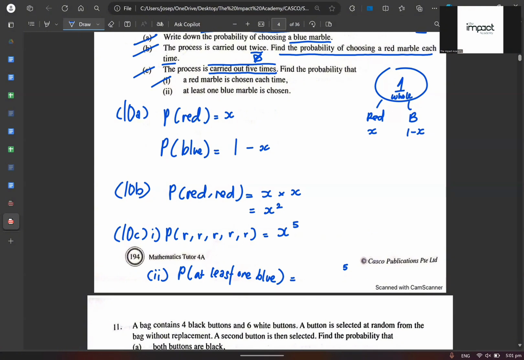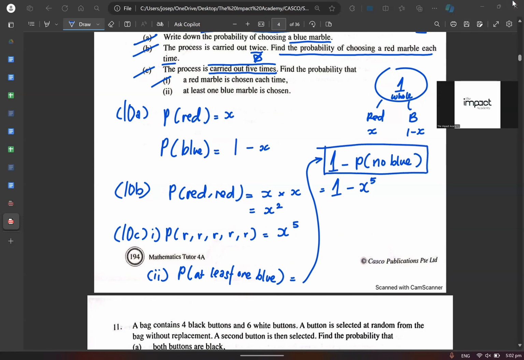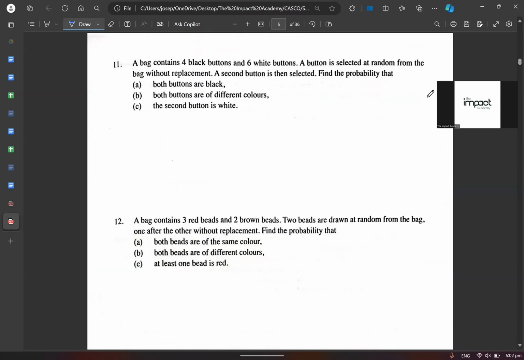Correct. So in that situation, maybe I want to write this down out for you. It means you are going to do 1 minus the probability of no blue at all. You understand what I'm saying? X to the power of 5 is all red. Am I making sense? You see, it's so important to write this statement out. The moment I write this statement out, you could understand why I did 1 minus X to the power of 5. No blue at all means all red, right? So that's basically how you will do it. And I really want you to make sure that part is written down. Okay, then we move on to the next one.